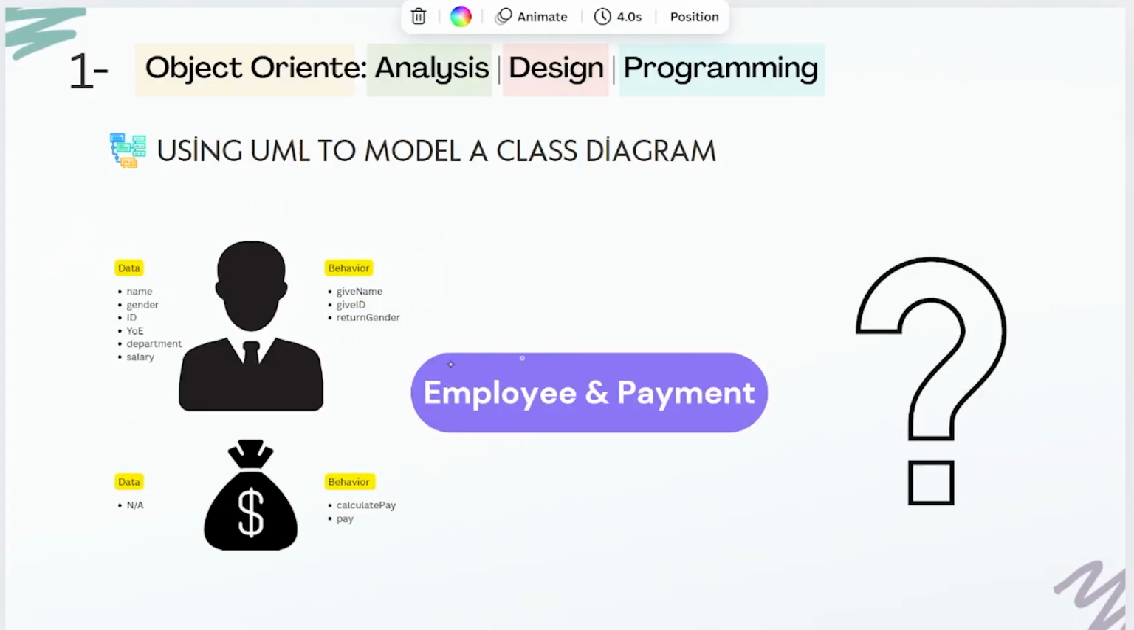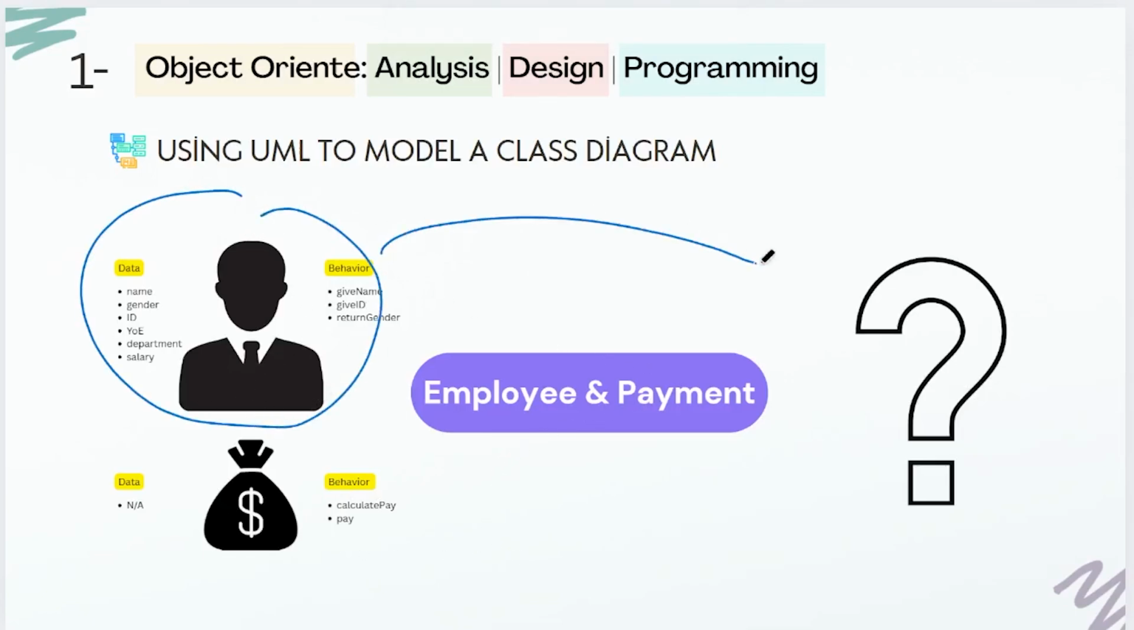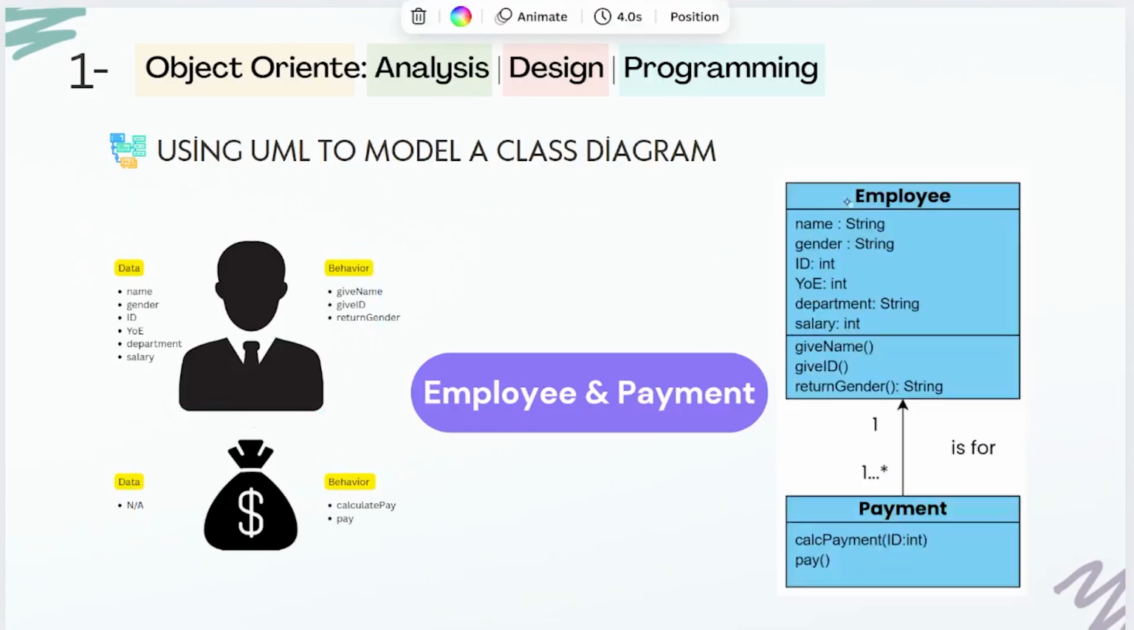In our previous examples about employee and payment, we created these two particular classes or objects. One belongs to the employee, one belongs to the payment. So if I ask you, if we want to model that using UML into a kind of graph, what would it look like? Try to think about it, but you should have something similar to that.